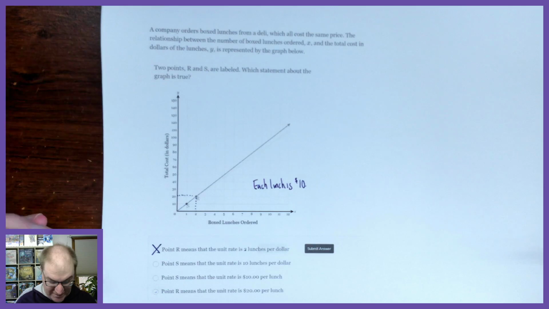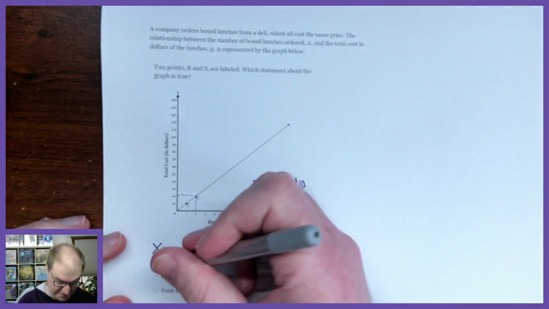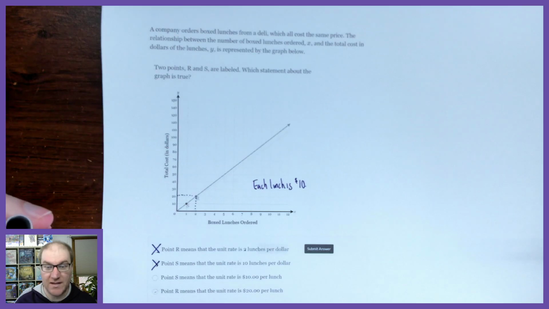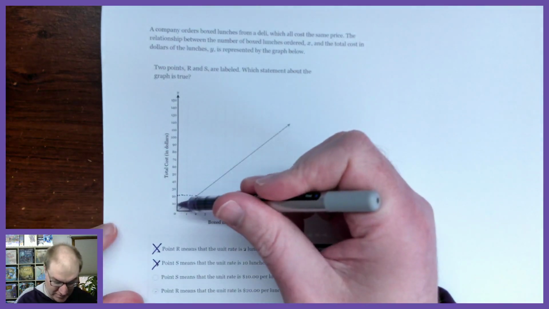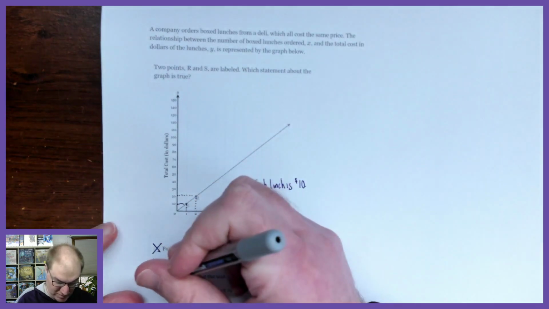Second one, point S means that the unit rate is 10 lunches per dollar. So for $1, you can get 10 lunches? That's absolutely not true. We just established that 1 lunch is $10. Third choice, point S means that the unit rate is $10 per lunch. Absolutely, that's the right answer. Look at $10 for 1 lunch. So this is the right answer.